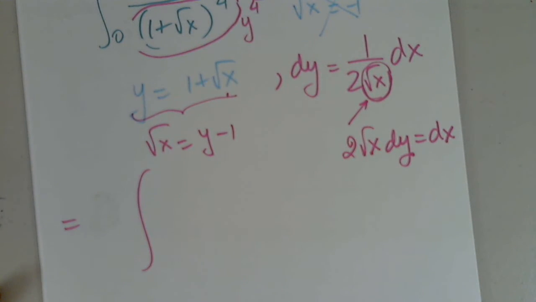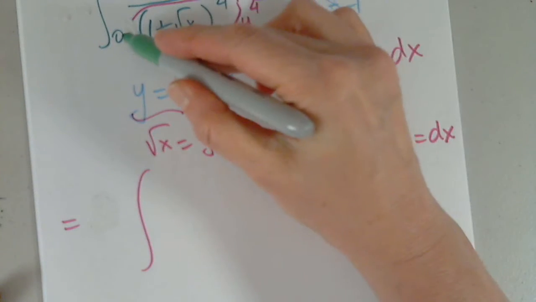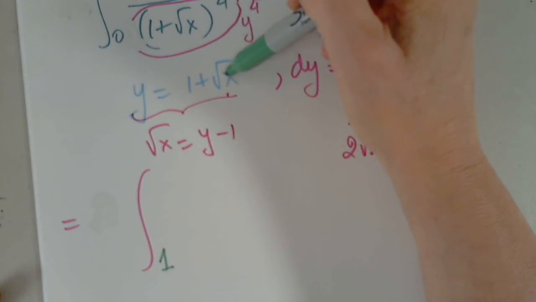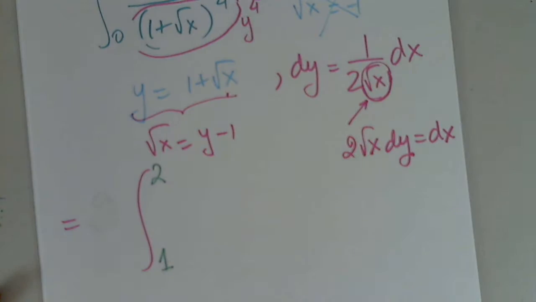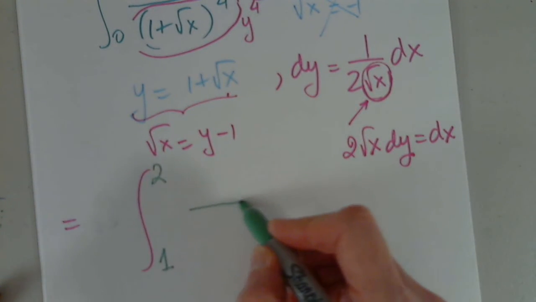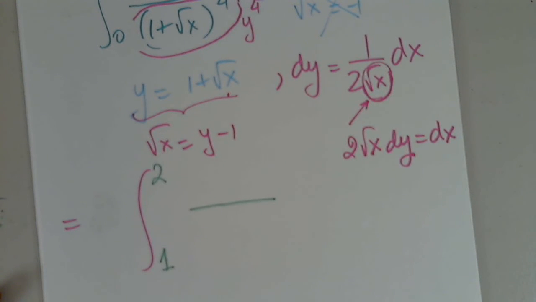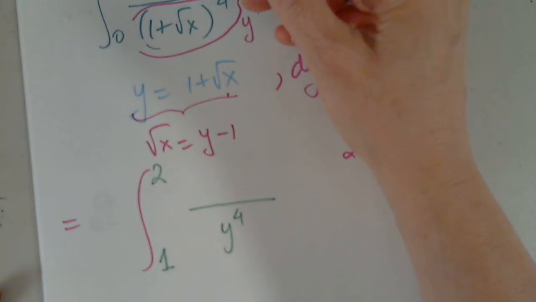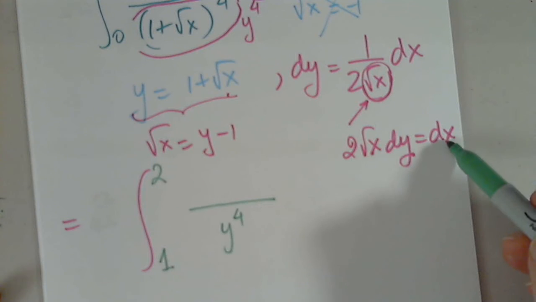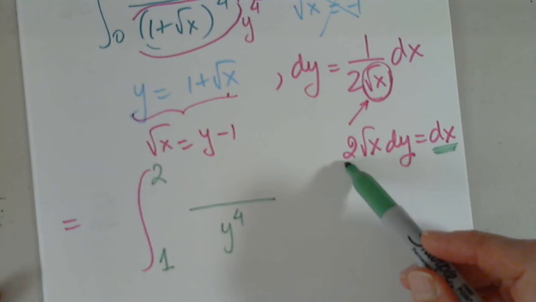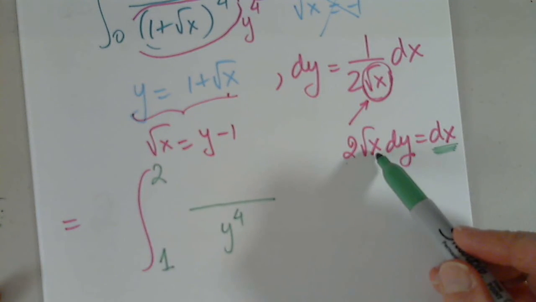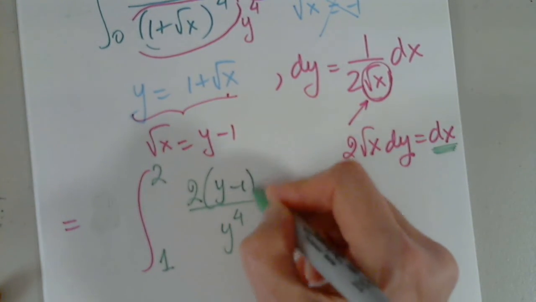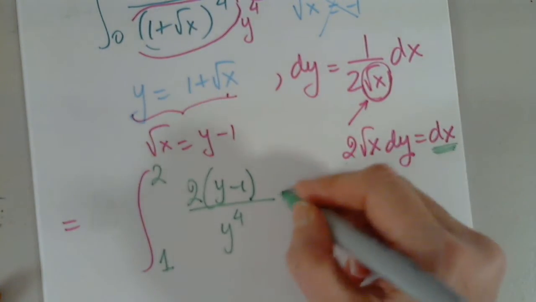So the limits of integration, when x is 0, the lower limit is 1. When x is 1, the upper limit is 2. Okay, so now carefully, let's make sure that we have everything accounted for. The denominator is clear, y to the 4th. dx is 2 times the square root of x, but it will be replaced by this. 2 times the square root of x times dy.